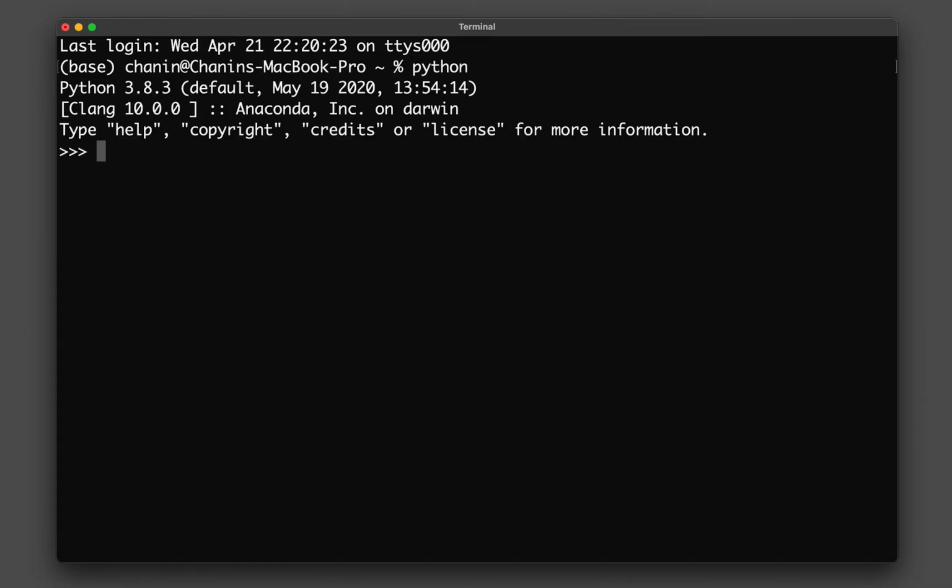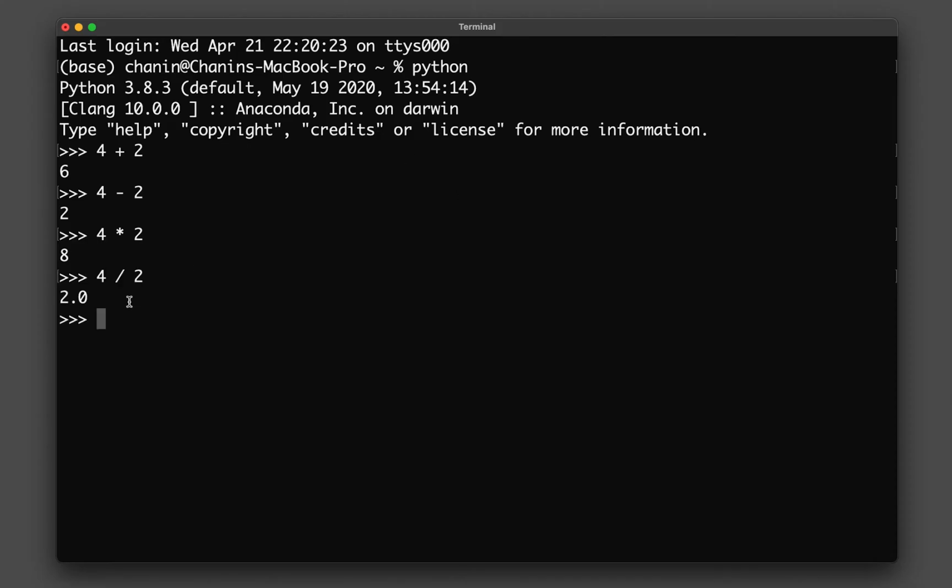So let's start with addition. For example, if I have a value of 4 and 2, let me do that. 4 plus 2. So this is addition. So I get 6. How about subtraction? 4 minus 2. I get 2. How about multiplication? 4 times 2. I get 8. And division? 4 divided by 2. I get 2.